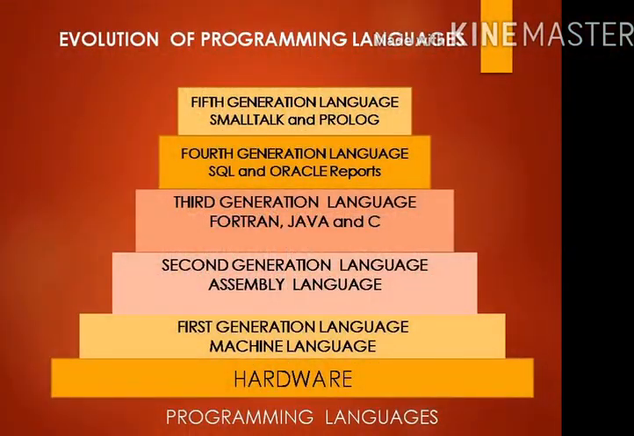The next slide is about evolution of programming languages. There are 5 different types of programming languages. First generation language is machine language. Second generation language is assembly language. Third generation language is called high level language. Fortran, Java and C are the examples of third generation language. Fourth generation language are SQL and Oracle reports. Fifth generation language is Smalltalk and Prolog.